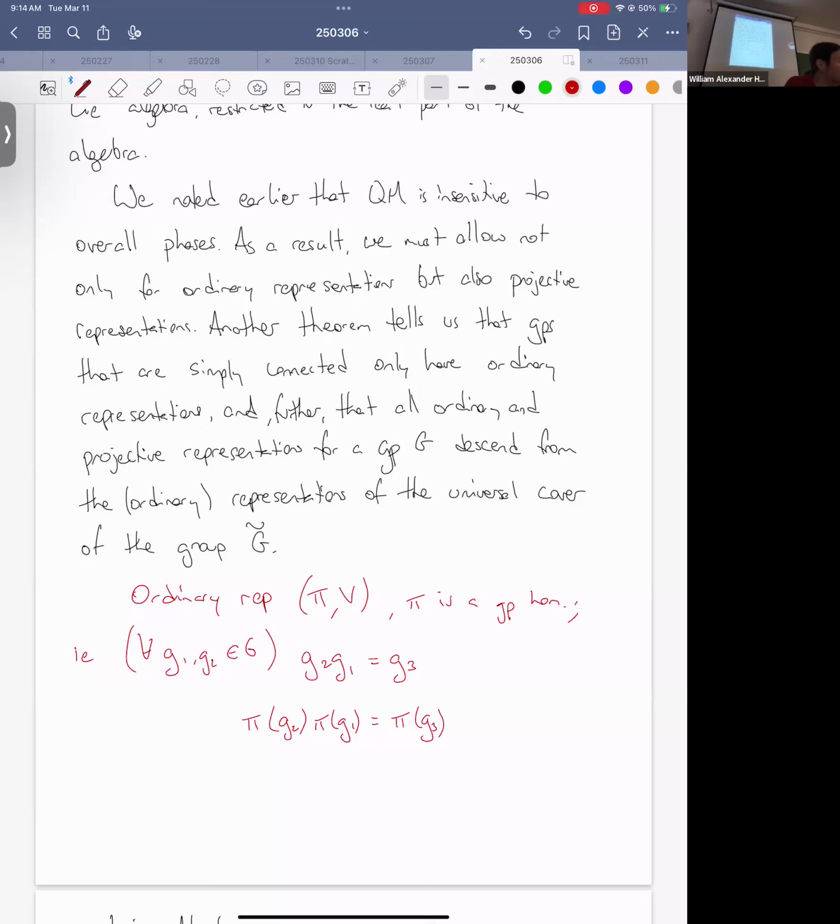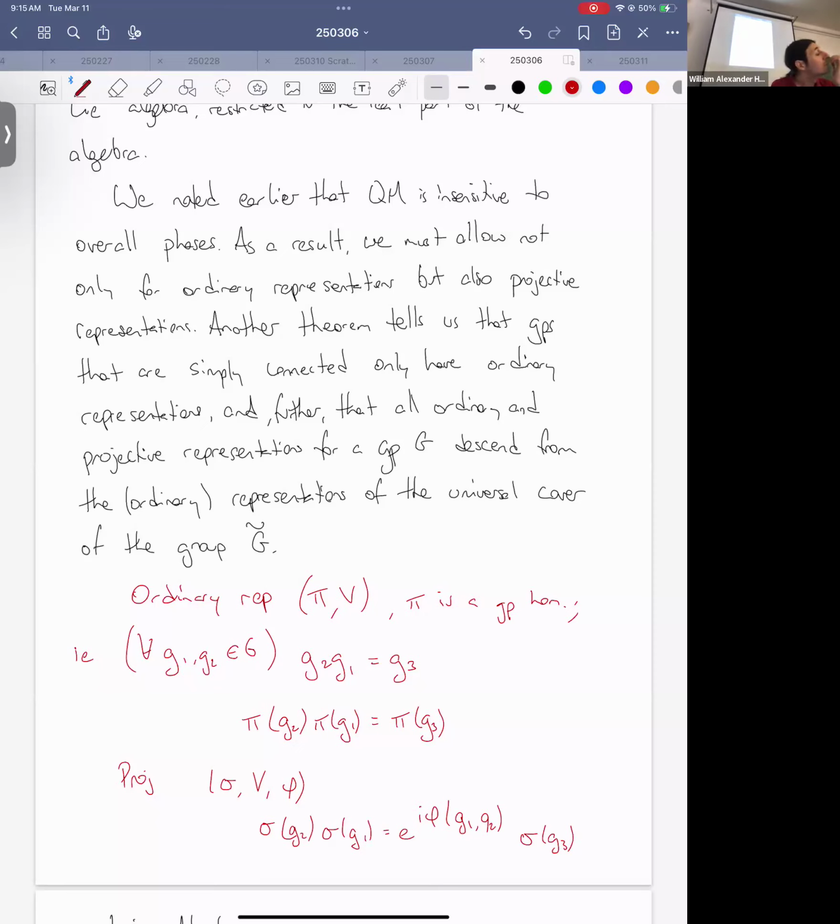And then just to complete, if we have a projective representation, then we've got the map pi, the vector space V, and then for us, some phase phi, such that we would then have pi, let's call it in fact sigma perhaps to distinguish, sigma G2, sigma G1 is e to the i phi G1, G2, sigma G3.